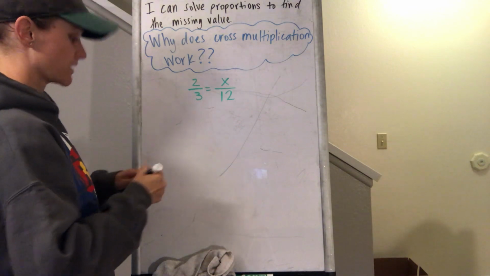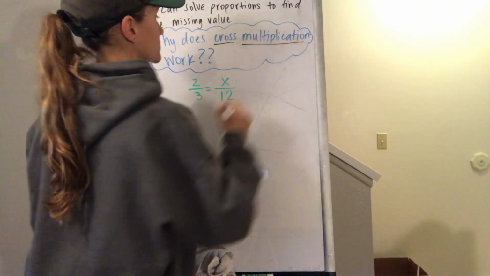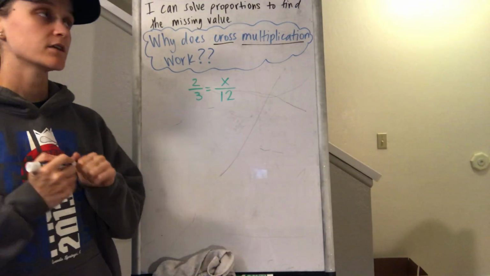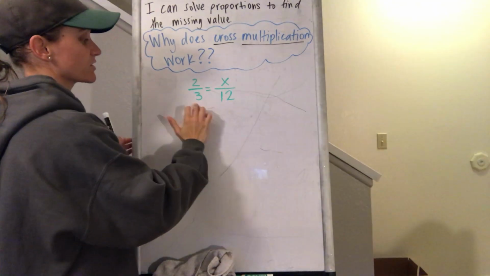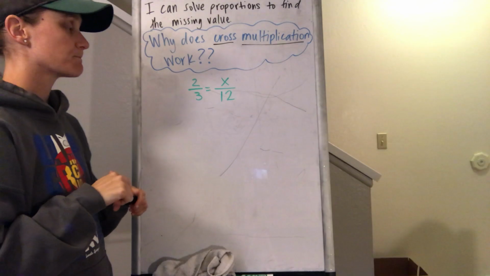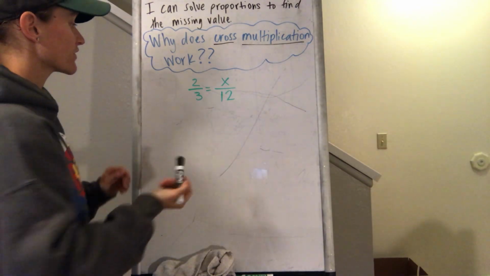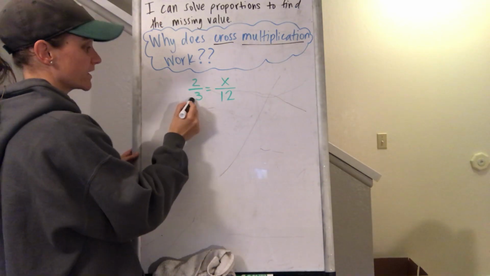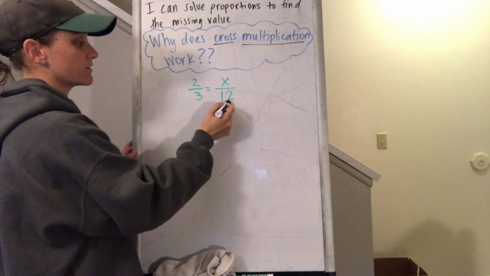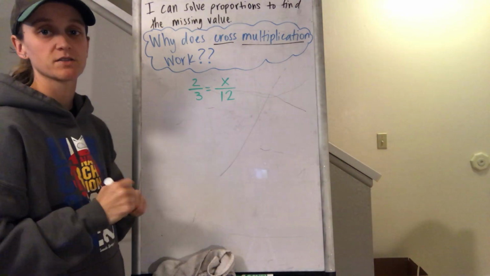So I'm going to teach you a method called cross multiplication. And you can use this method whenever you have two fractions that are equal to each other. So I'm going to show you using fraction busters why this method works. So if I'm looking at this, I have 2 divided by 3 and x divided by 12. So remember, the opposite of dividing is multiplying.